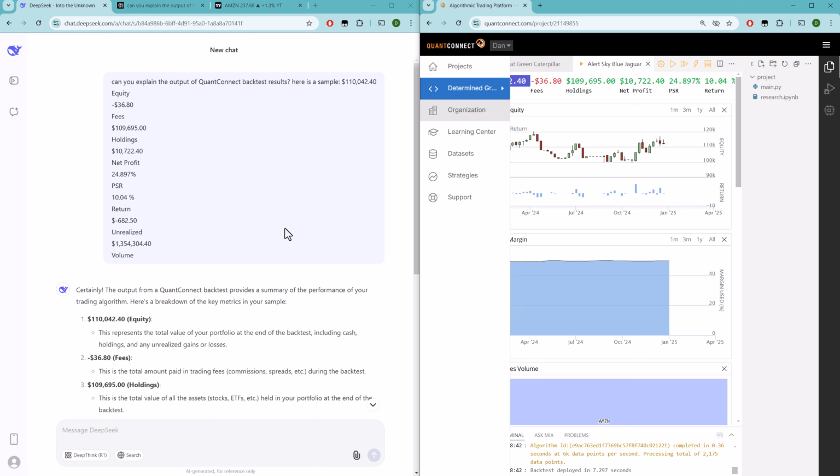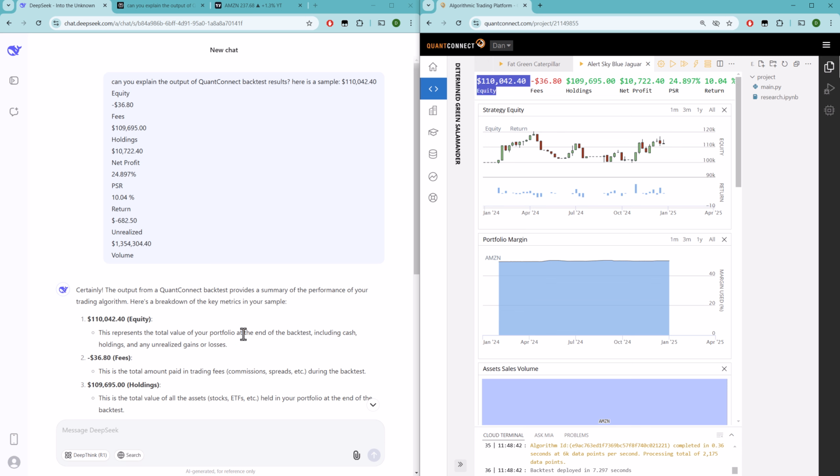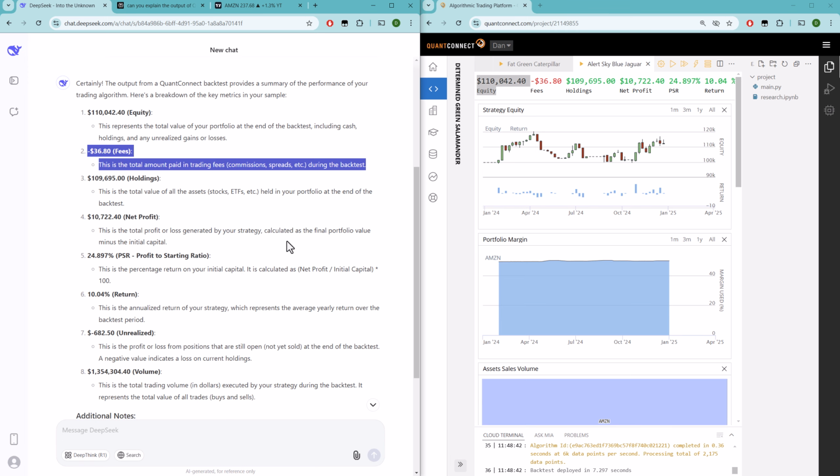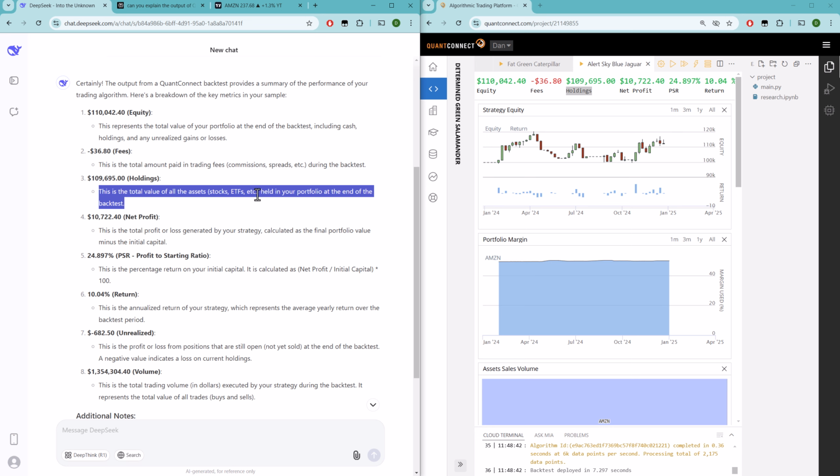The first one, equity. Total value at the end of the backtest. Cash holdings, anything you might have. Okay, so at the end of a backtest you can have things like still having some position open, which is fine. Fees, this one was intuitive. Trading fees, all kinds of commission and spreads during the backtest. Holdings, total value of all the assets held in your position at the end. I would like a bit of a follow-up on equity and holdings.